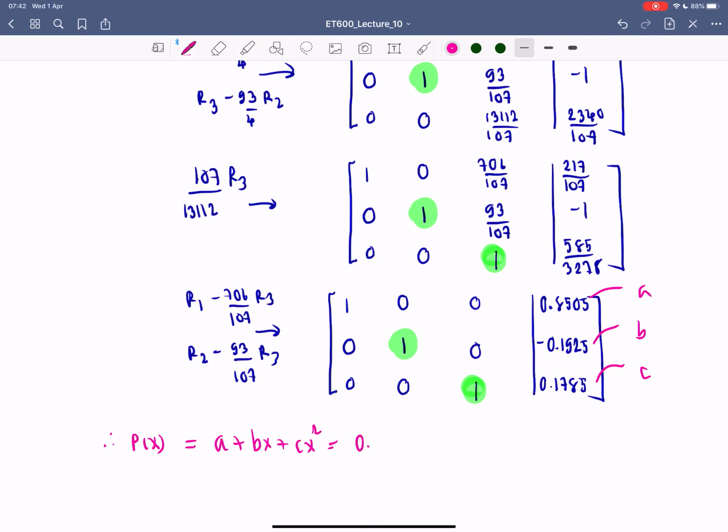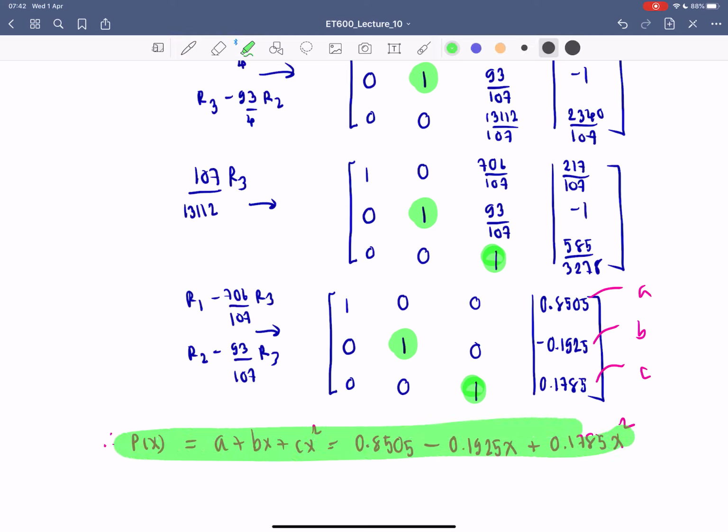Your A is 0.8505. Your B is negative 0.1925. And your C is plus 0.1785 x to the second. So that is the look of a second degree polynomial or parabola with the technique of least square.